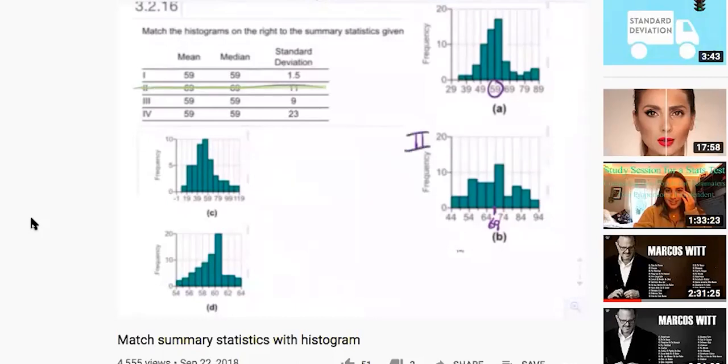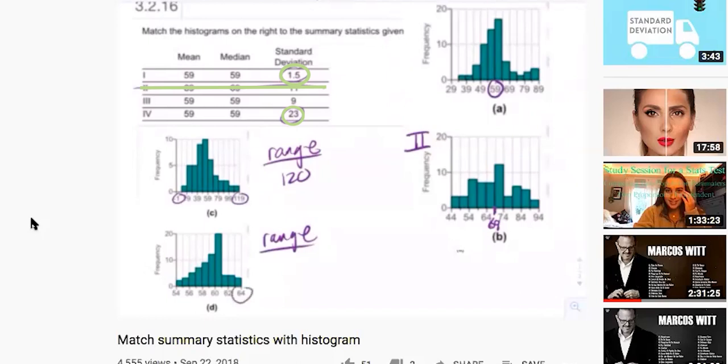Let's cross it out. All right, now we have to do the other 3. One important thing to note is that the standard deviation on 1 is 1.5 and on 4 is 23. See these 2 standard deviations? We're going to sort of hone in on that. If we look at graph C, notice that it's going all the way from 119 to like -1. So that's a huge range, right? The range is about 120.